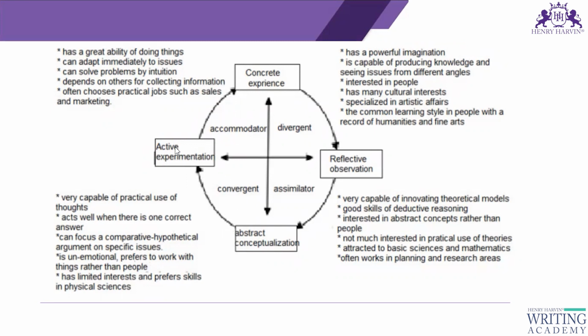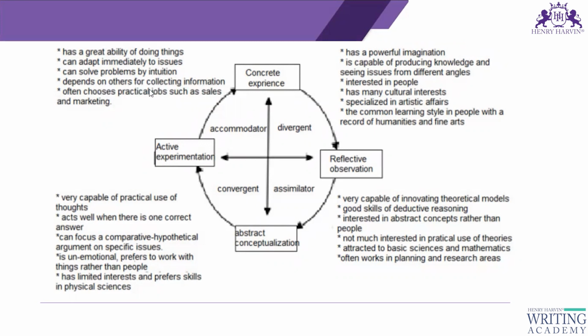Now next come the stages of active experimentation and concrete experience. In between these, it gives us a great ability to do things, because this is experimentation. I need to do my work, and it can adapt immediately to issues. If any change is going to affect me, or if anything is not feasible at that moment, I'll adapt immediately to a new thing, new work, new task or new experimentation. And it can solve problems by intuition. Immediately I can try to solve the problems by getting into it and getting the solution, and it depends on collecting information from others.